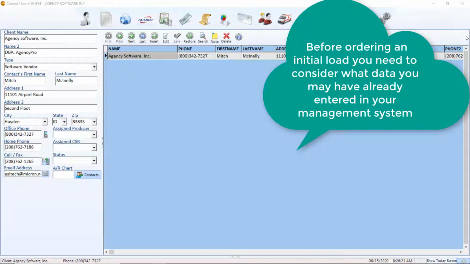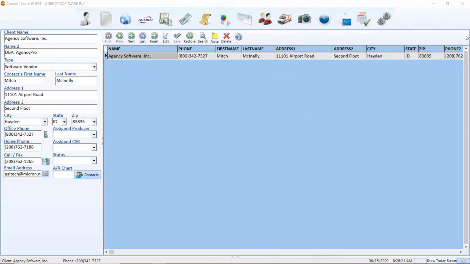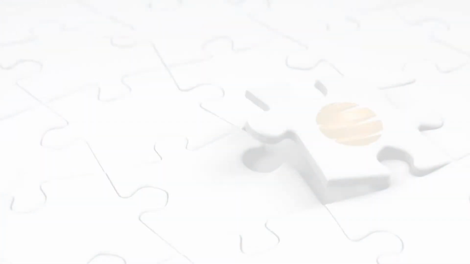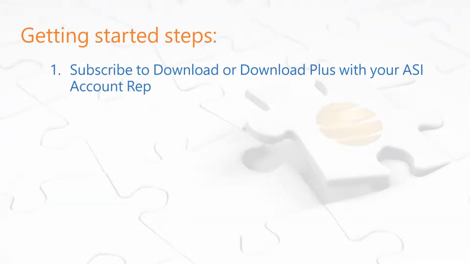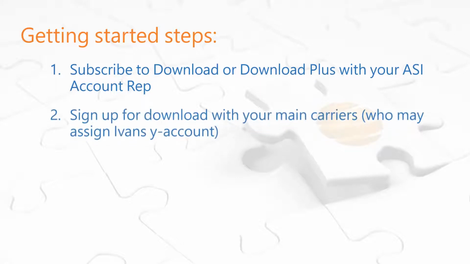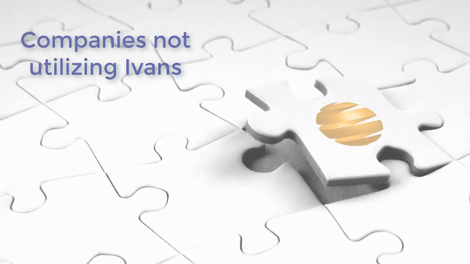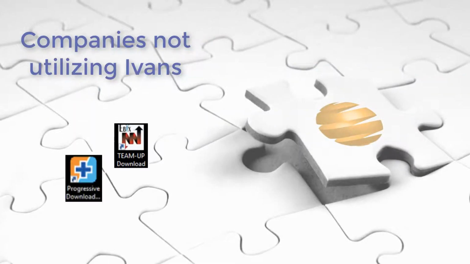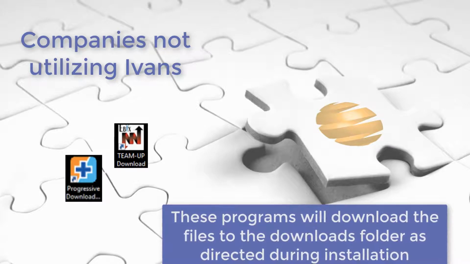Once you have an Ivans mailbox assigned, you can provide that same mailbox to any other carriers sending through Ivans. Each carrier will provide you a similar form to submit to begin receiving their download files. If your carrier does not send through Ivans, they will walk you through installing their downloader software, or perhaps accessing the download files from their website.